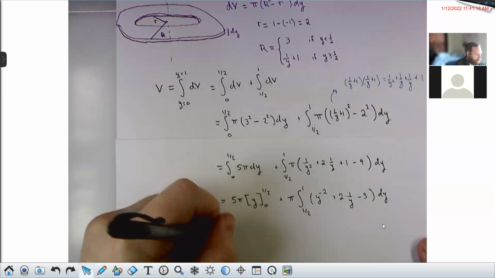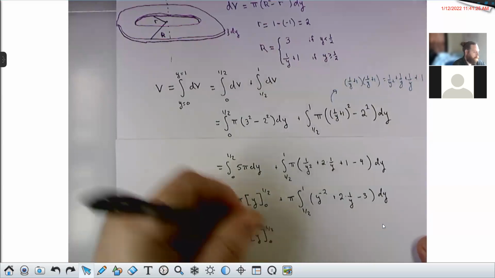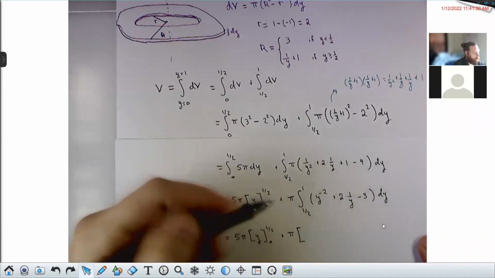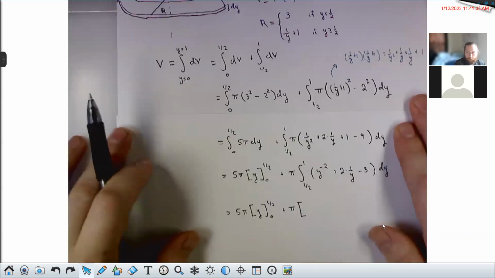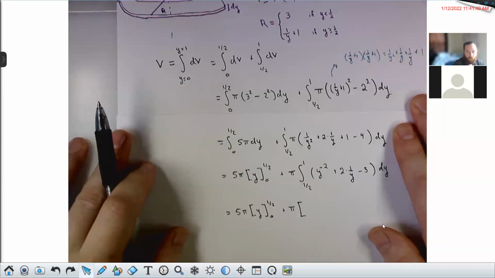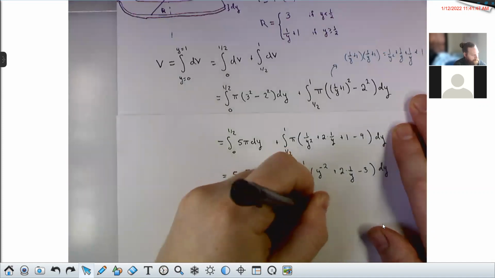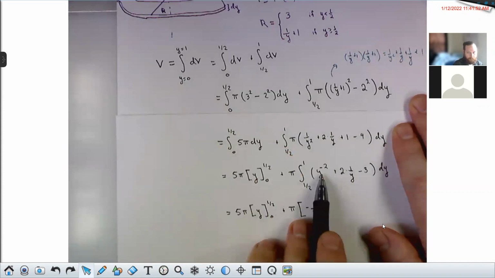All right, in this next step, I'm going to leave the first chunk alone. 5 pi times y, evaluated from 0 to 1/2. And now I'll cook up my antiderivative for the second piece. If you apply the power rule to y to the -2, you add 1 to that power, that gives you y to the -1, and then you divide by that new power. So it's y to the -1 divided by -1, which is -1 over y. This is the antiderivative for this.